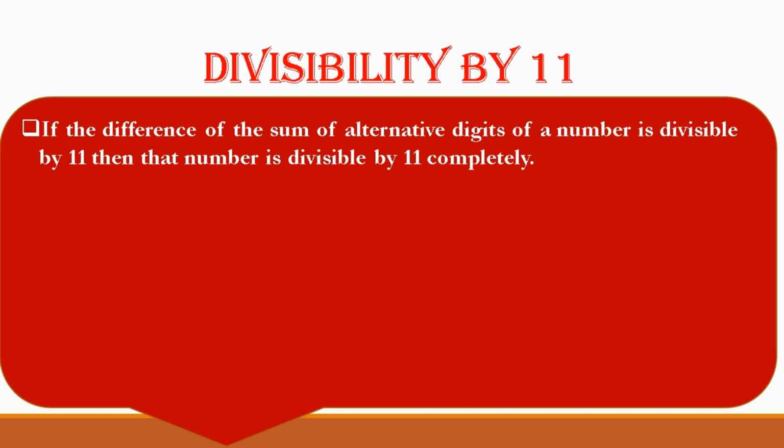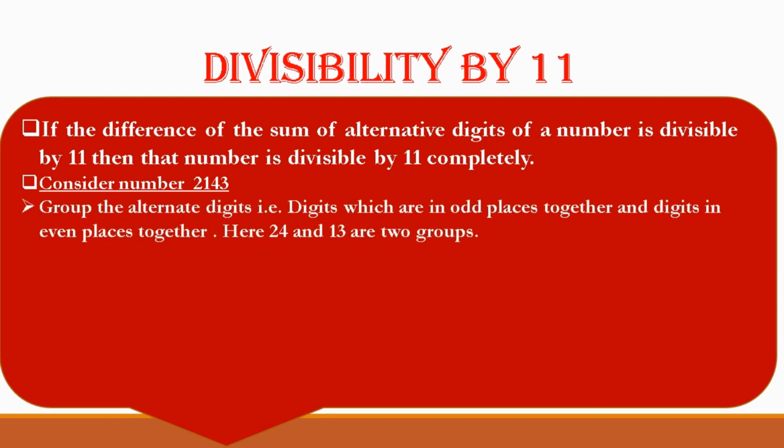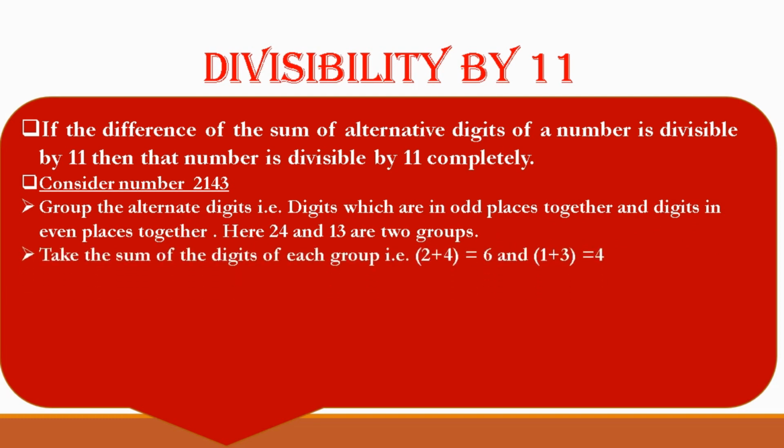Consider the number 2143. Group the alternate digits, that is, digits which are in odd places together and digits in even places together. Here, 2, 4 and 1, 3 are the two groups. Take the sum of the digits of each group, that is 2 plus 4 equals 6 and 1 plus 3 equals 4.